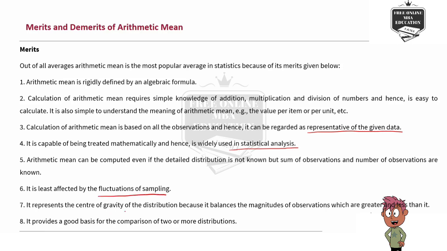It represents the center of gravity of the distribution because it balances the magnitudes of the observations which are greater and less. So that's why we always get the value of the sum of the deviations from the mean as 0. It provides a good basis for comparison of two distributions because the average is the important one, and we can calculate it very easily.